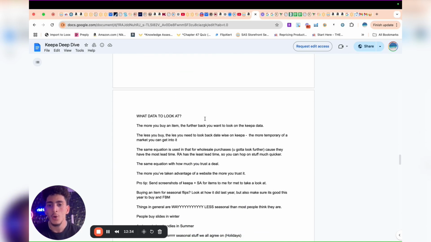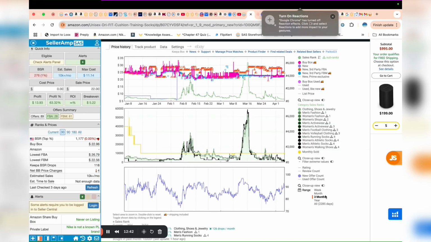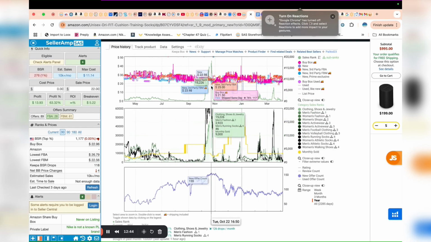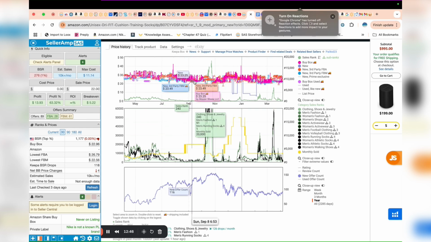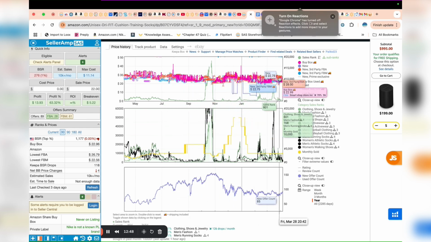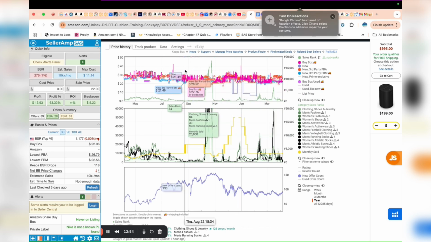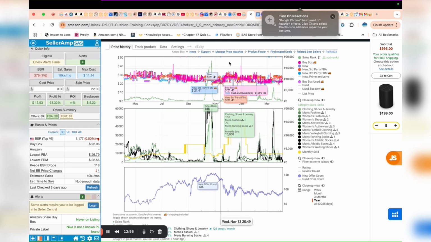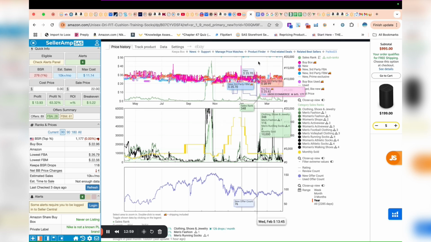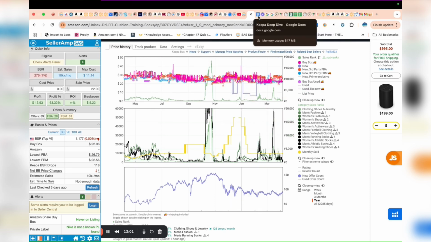So yeah, what data to look at? The more you buy an item, the further back you want to look at the Keepa chart, right? So let's say I were to buy a bunch of this product right here, right? If I go back, we could see the stability in the buy box is not too bad. So if I'm going to go deep on this product, for example, I could expect to sell this around a 25, 26, 27 FBA range because the buy box shows stability in that price all year round.